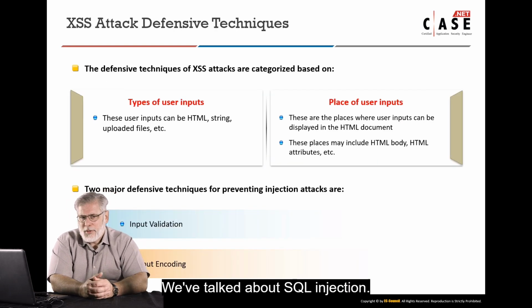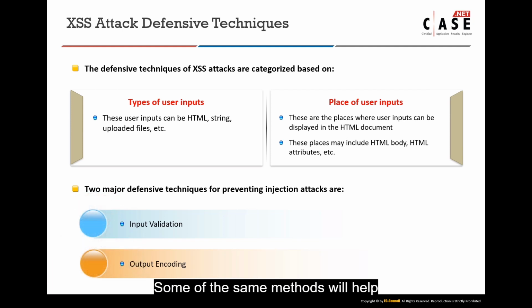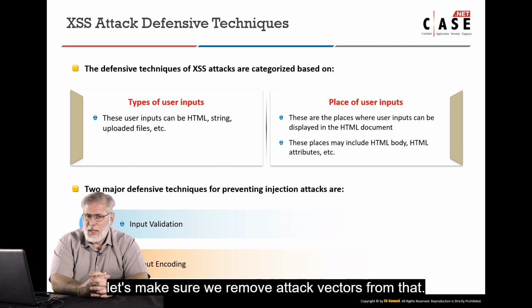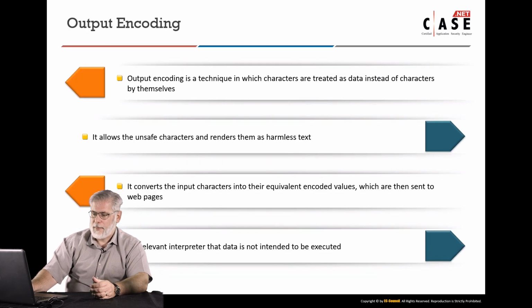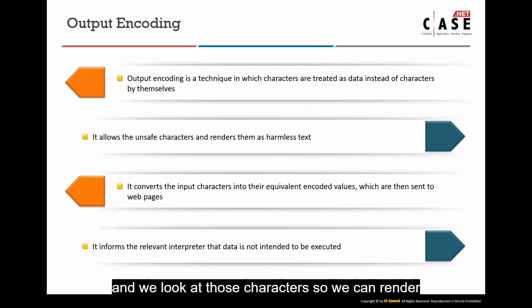We've talked about SQL injection. Let's talk about cross-site scripting. Some of the same methods will help against cross-site scripting, such as input validation, but also output encoding. When we take output that someone has entered and we're going to display it, let's make sure we remove attack vectors from that. So with output encoding, characters are treated as data, and we look at those characters so we can render any unsafe characters as harmless.